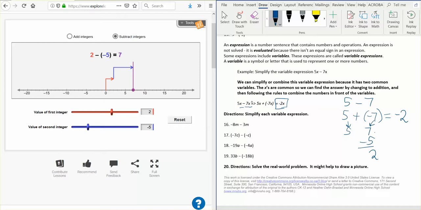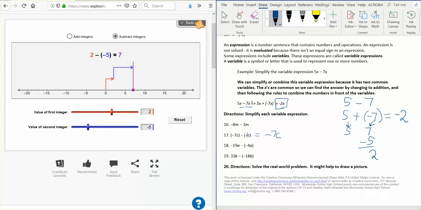In number 17 it says negative 7c minus negative c. That's the same as negative 1c. If you ever have a variable written down with no number in front, there's a 1 there. It's just invisible, but you can add it. Let's look at number 17. It says negative 7c minus negative 1c.